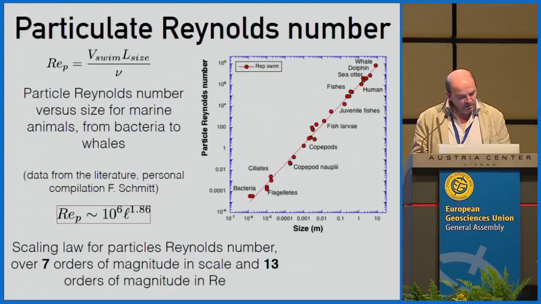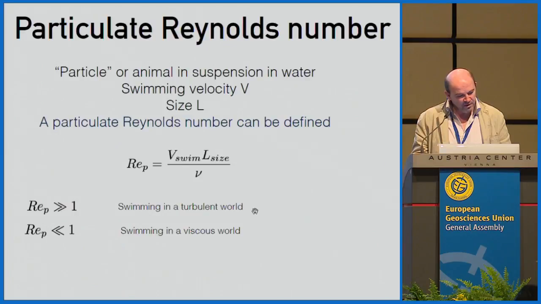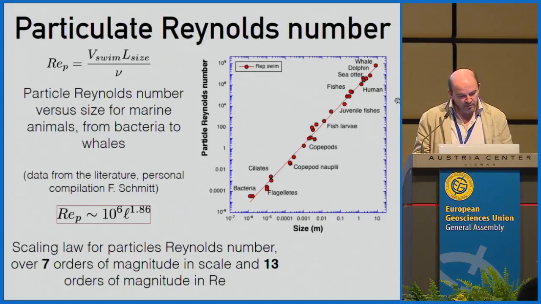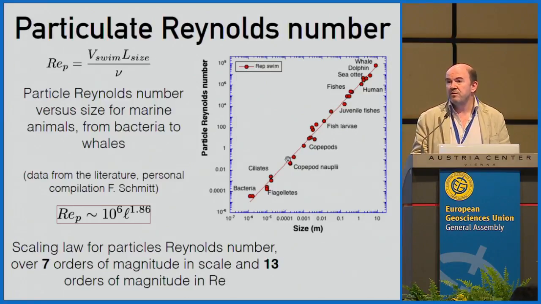If we go to zooplankton, one interesting concept to consider is the particle Reynolds number. You compute the Reynolds number by taking the swimming velocity and the size of the organism. If it's much larger than one, it's swimming in a turbulent world, and smaller than one, in a viscous world. By looking at the literature, I compiled this particle Reynolds number for many different organisms, going from bacteria to whales. We have 7 orders of magnitude for the size and 13 orders of magnitude for the Reynolds number. Here you have ciliates, bacteria, the human, the whale, the fish, and you have a very nice scaling relation with a slope of 1.86. It is interesting that you can cross from the turbulent to the viscous world with the same scaling law.